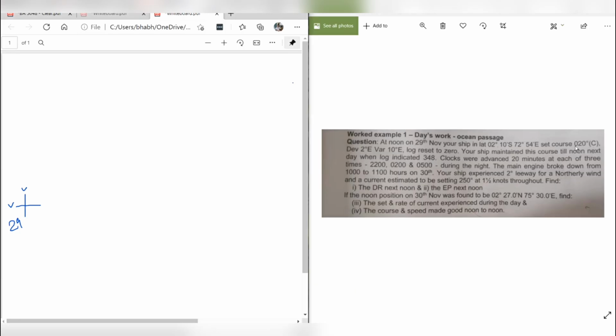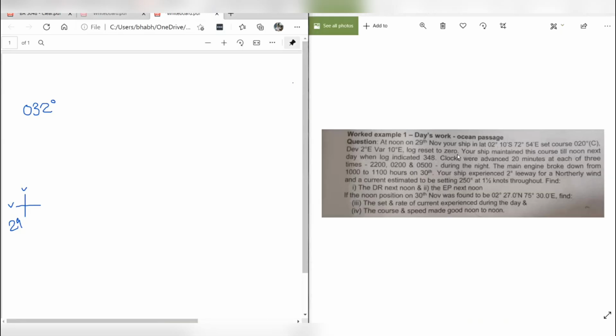Let's see. The course which they are steering is 020. Deviation 2 degrees east, variation 10 degrees east. So total compass error becomes 12 degrees east. Now error east, compass least. So what should be our true course, beta? 032, sir. Very good. So the true course to steer should be 032.